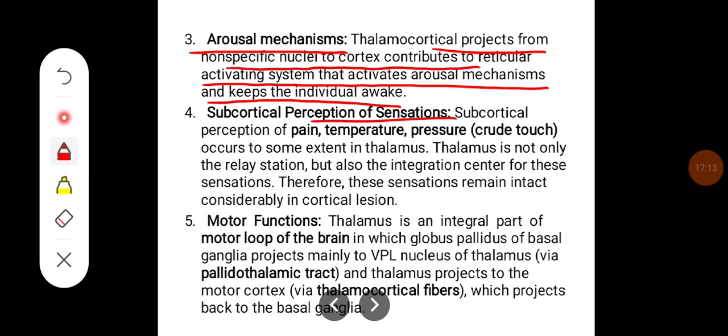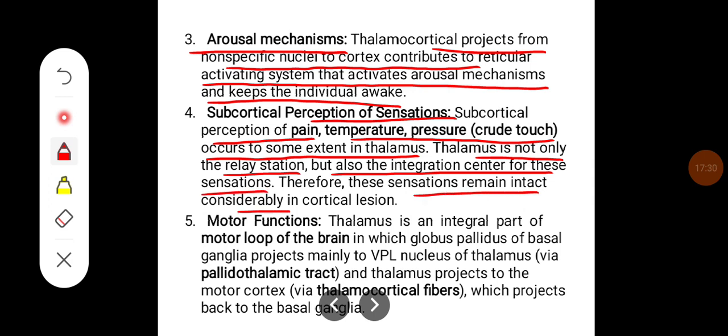Subcortical perception of sensation. Subcortical perception of pain, temperature, and pressure occurs to some extent in thalamus. Thalamus is not only the relay station but also the integration center for these sensations. Therefore, these sensations remain intact considerably in the cortical region. It also has motor functions.